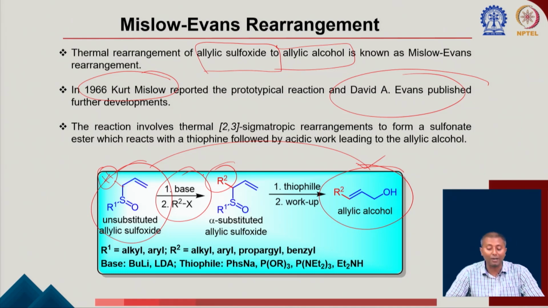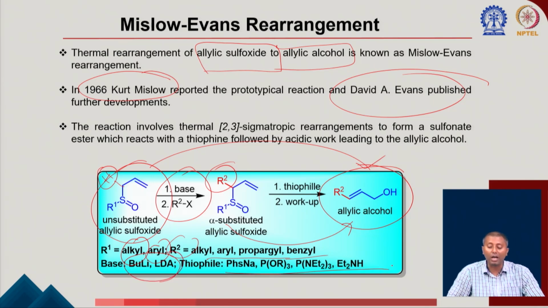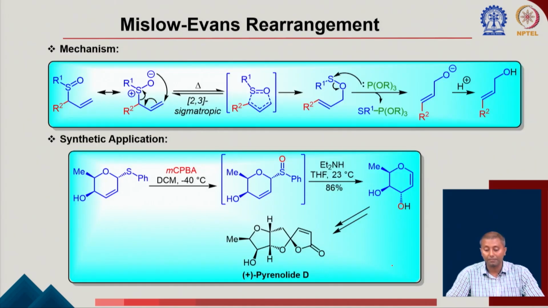Now once you have a thiophile and workup, this is the step where you are going to see this 2,3 sigmatropic rearrangement happen to get to the corresponding product. Again R1 could be alkyl, aryl, and R2 could again be alkyl, aryl, or propargyl, or even benzyl. And in case of base, you can use butyllithium or LDA, okay, for this reaction, and there are several different thiophiles which can be used. So thiophile means this is a nucleophile which is going to take the sulfur.